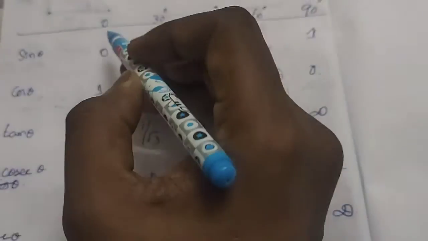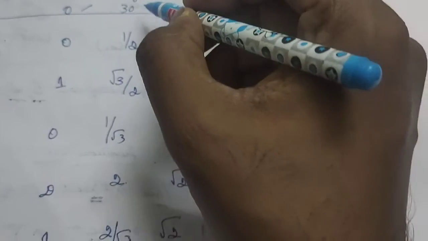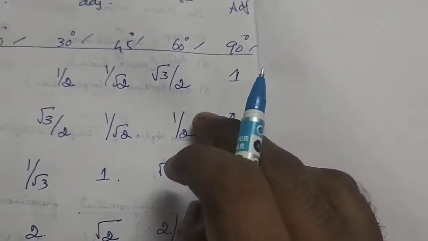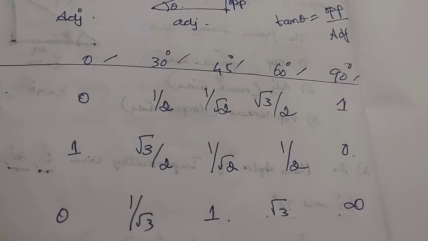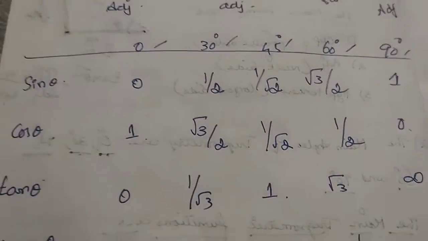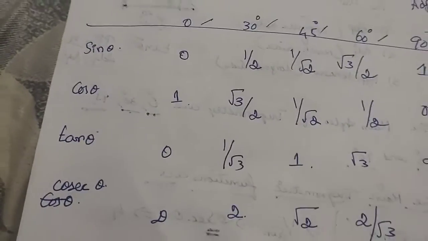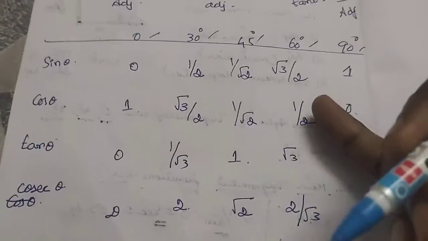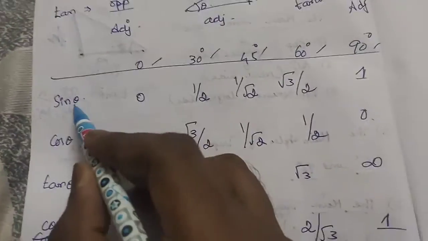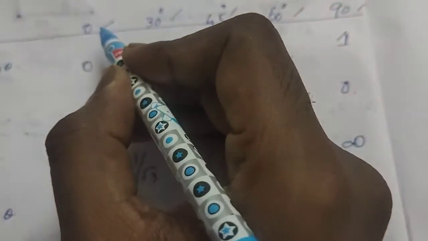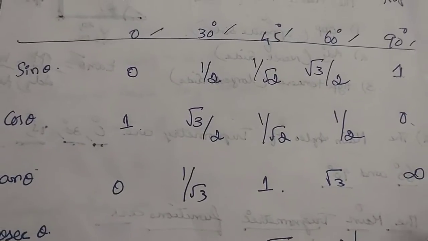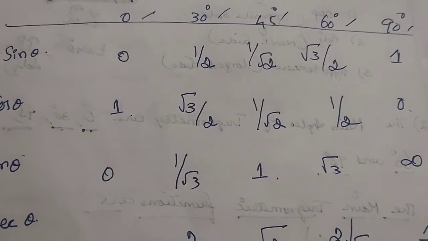Okay, this is nothing. We already know the angles 0, 30 degree, 45 degree, 60 degree, 90 degree. We just need to remember only the sine values. Okay, the remaining ones are very simple. I will show you the trick. Sin 0 value is 0. First we need to remember the sin theta values only. The remaining ones are very simple and I will show you the trick.